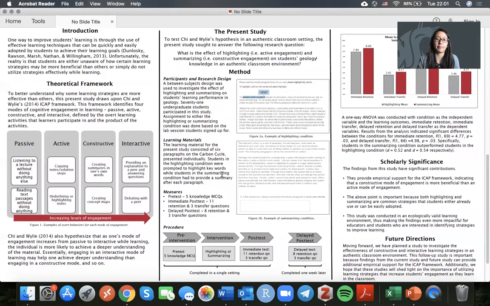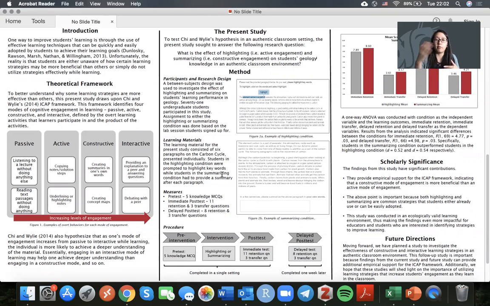of engagement. We have the active mode of engagement, where students are involved in something, and this could be copying notes from a slide verbatim, or simply highlighting or underlining their notes. If you are taking notes right now in this presentation and you're keeping track of what I'm saying verbatim, then you would be engaging in an active mode of learning.